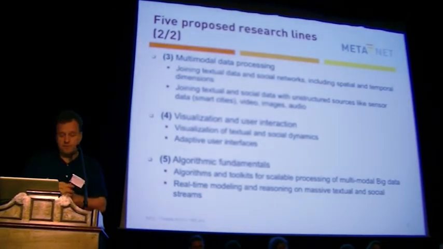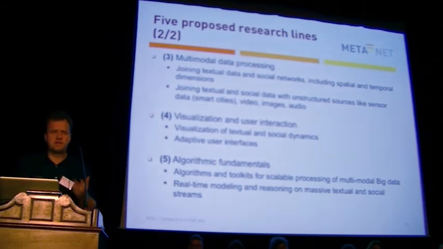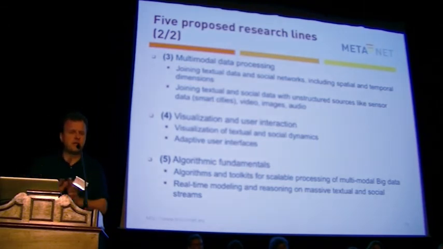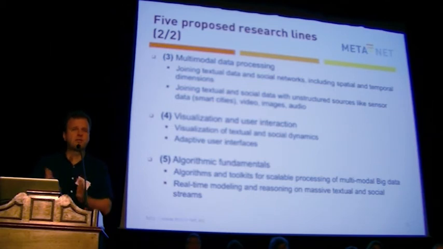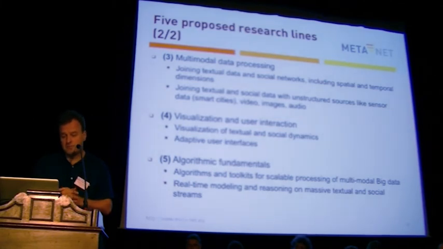The next topic, number 4, is visualization and interaction. It doesn't really matter, we can calculate extremely smart things and come up with some crazy numbers, but if we cannot show this and communicate this to the user, it doesn't have much value. So visualization of text, textual dynamics, and social dynamics is of extreme importance, and research on that side is heavily lagging behind. And this should be extended also to adaptive user interfaces suited for certain purposes.